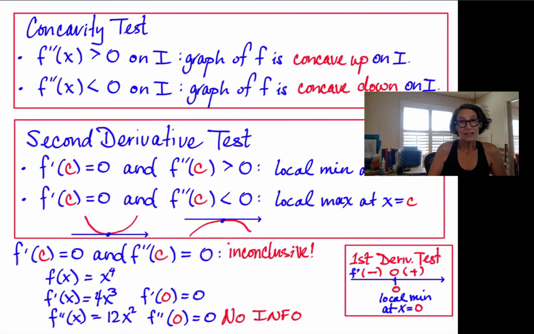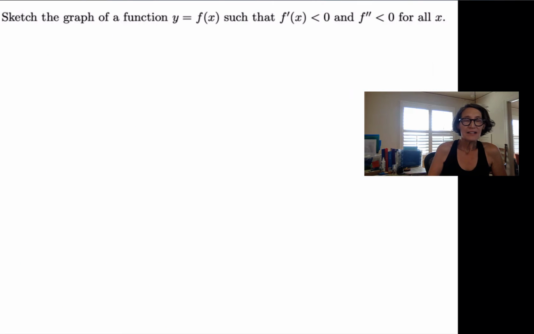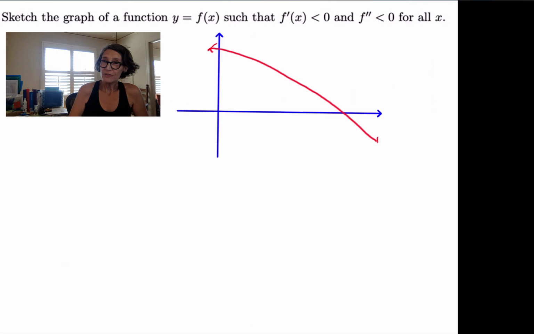All right, now let's do an example. So in this example, we're going to sketch the graph of a function where the first derivative is always negative and the second derivative is always negative. The first derivative is negative means it's got to be a decreasing function. And the second derivative is negative means it's always got to be concave down. Here's an example. That's a decreasing, always concave down graph.